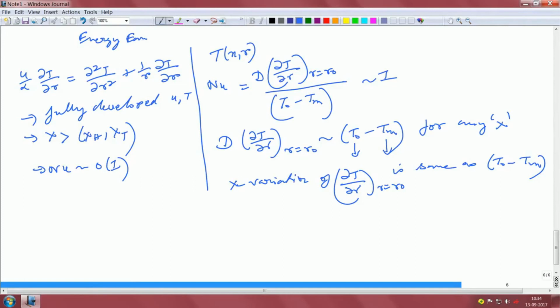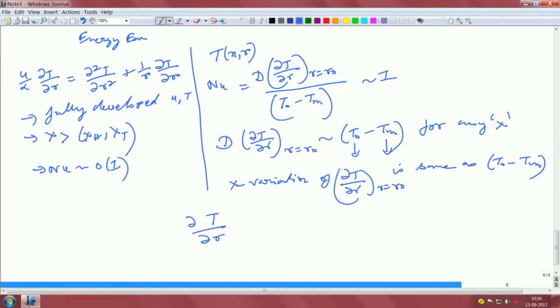Now, based on this definition, when you define dT/dr, it is basically nothing but the variation of the radial temperature profile. What do you think dT/dr's function is going to be? dT/dr at r equal to r naught is specified at a particular location, and it has an x variation, but that x variation is taken care of by whatever the T naught minus T mean variation is.